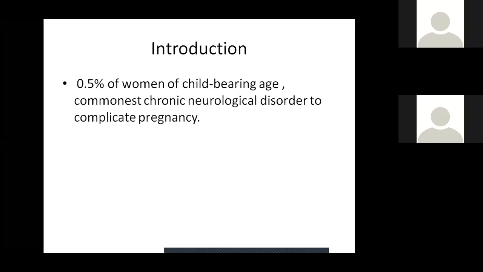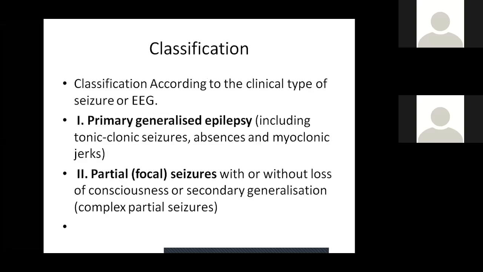0.5% of women of childbearing age have this commonest chronic neurological disorder that can complicate the pregnancy. The classification of epilepsy or seizures is the same as in other non-pregnant patients, like primary generalized epilepsy that includes tonic-clonic seizures, absent seizures and myoclonic jerks. Partial or focal seizures with or without loss of consciousness or secondary generalization are temporal lobe seizures.